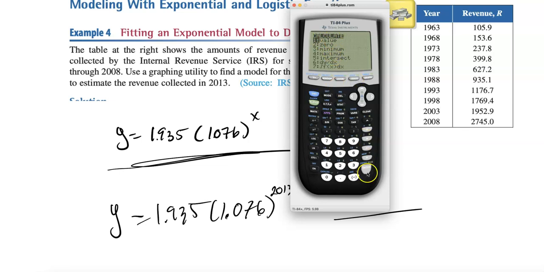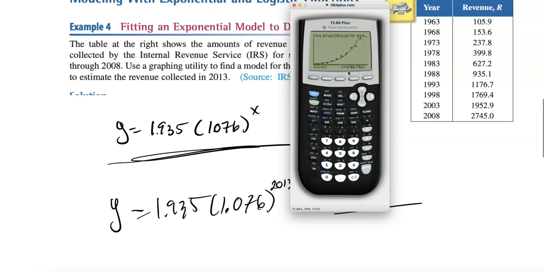So it lets you find a value at any X number. So we want to find 2013. It might say error because it doesn't look like it's on the graph. No, it gives the value. It's way up there. It is 4788.7963.